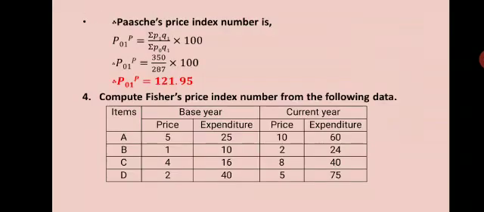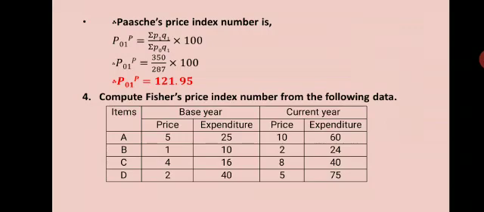Therefore, the Paasche's price index number is P01 of Paasche's equal to summation P1 Q1 divided by summation P0 Q1 into 100, which is equal to summation P1 Q1 is 350 divided by summation P0 Q1 is 287 into 100. Therefore, the Paasche's price index number is 121.95.